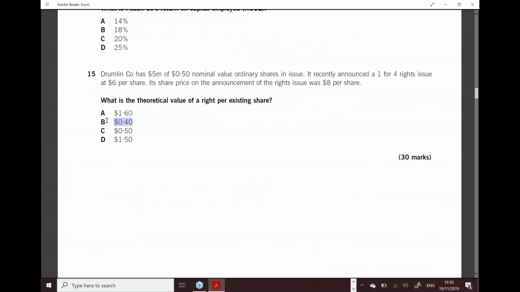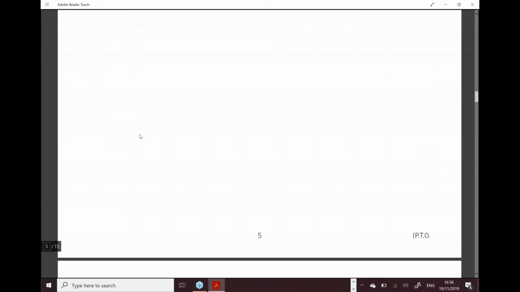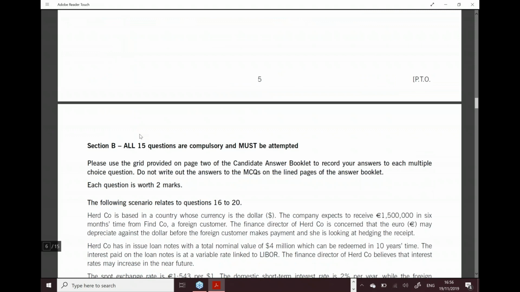Okay, so that's that. If you hadn't read this question correctly, you would have actually edged towards that. Right, so those are your MCQs. Okay, right.